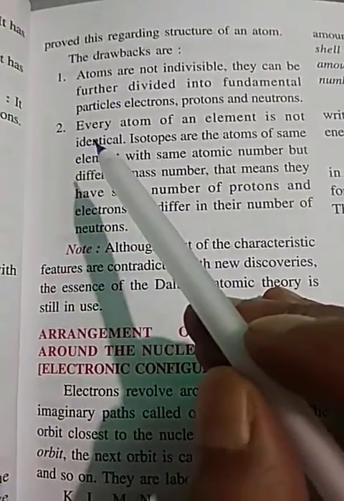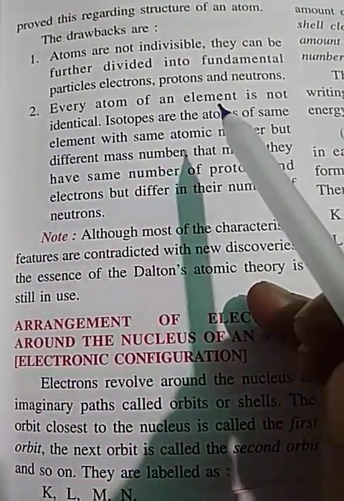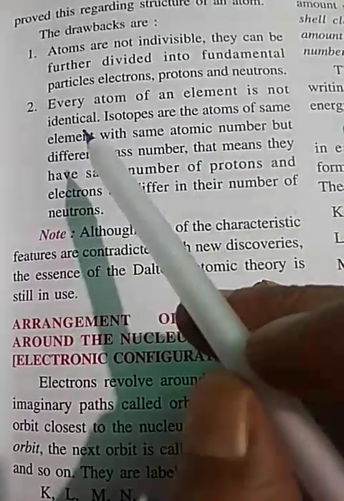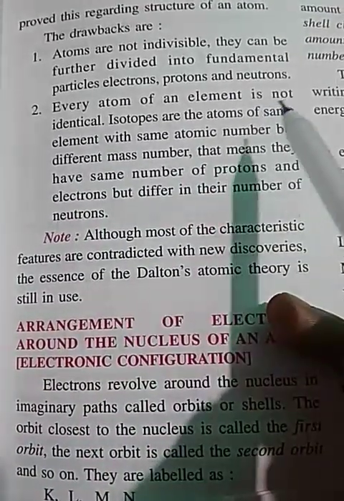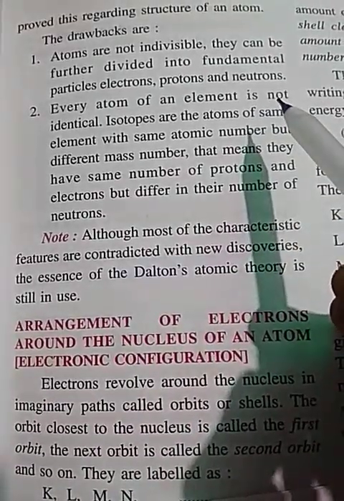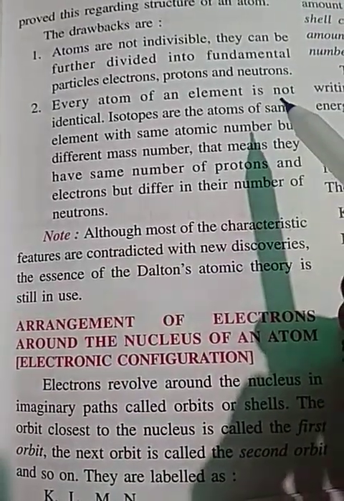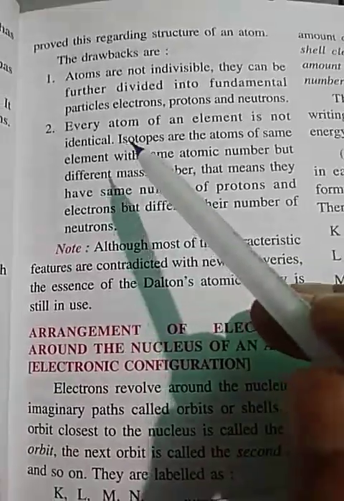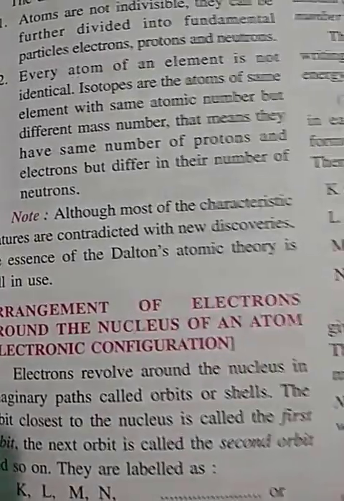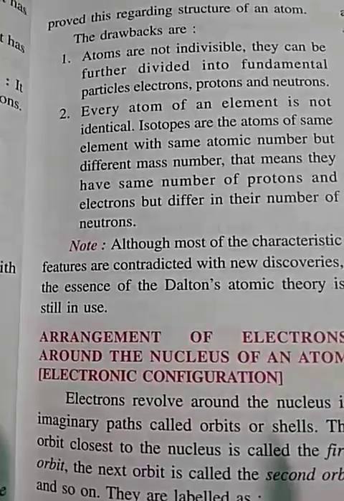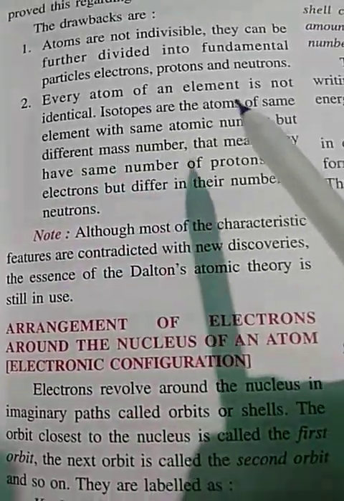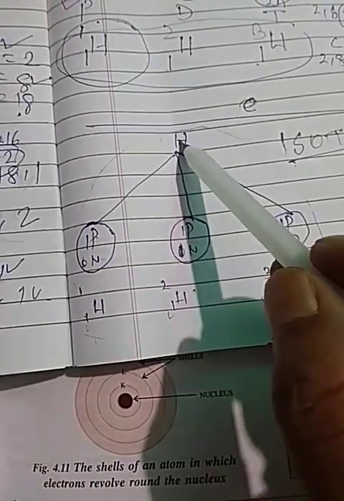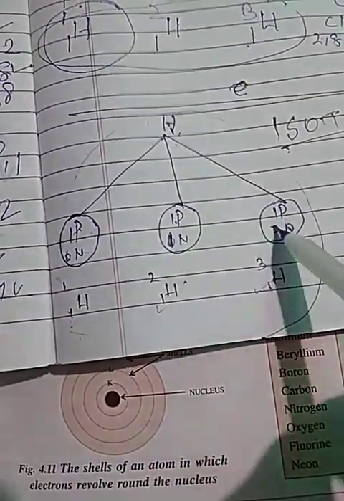Dalton has said that every atom of an element is identical. Forget this word, it is for modern. Dalton's concept was that the atoms of all the elements are identical, but modern concept says that every atom of an element is not identical. Just you can see I had given you two examples. The same element hydrogen has three different atoms.